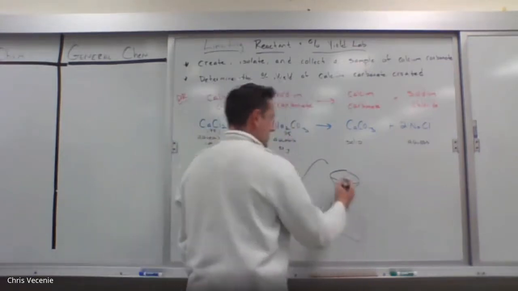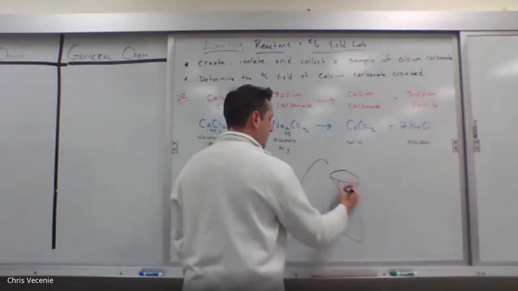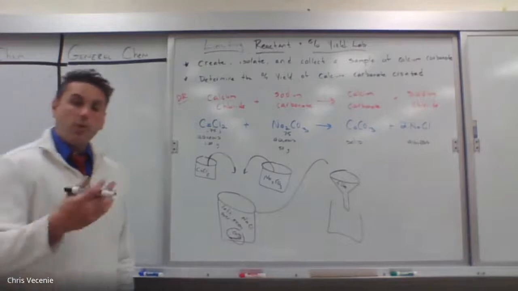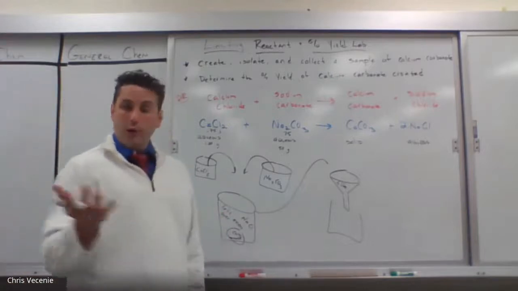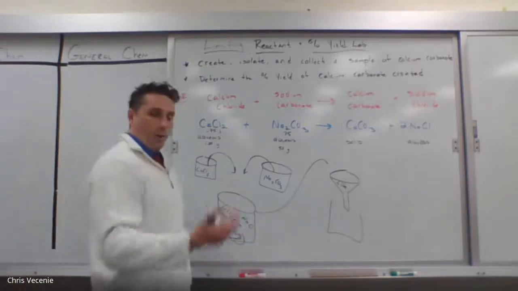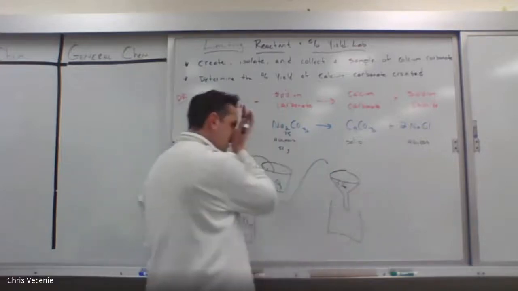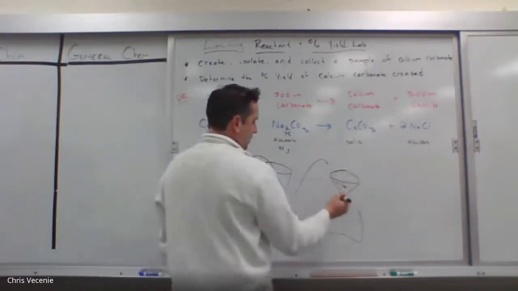Our filtration system is going to have a piece of filter paper that we will have weighed ahead of time so we knew what it was empty. We're going to wet it, put it inside of a funnel, put it through our ring stand, and then we're going to pour our substance through.